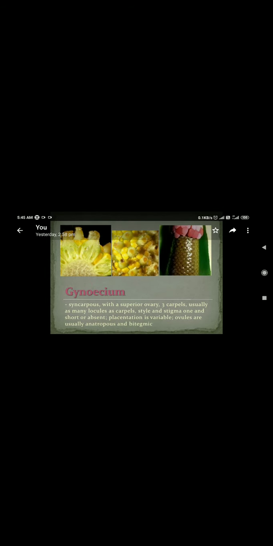Gynoecium syncarpous with a superior ovary, 3 carpels, usually as many locules as carpels. Style and stigma one and short, or absent. Placentation is variable. Ovules are usually anatropous and bitegmic.